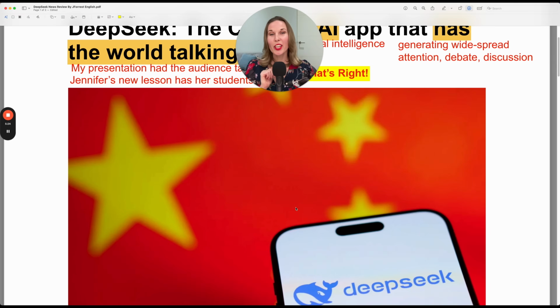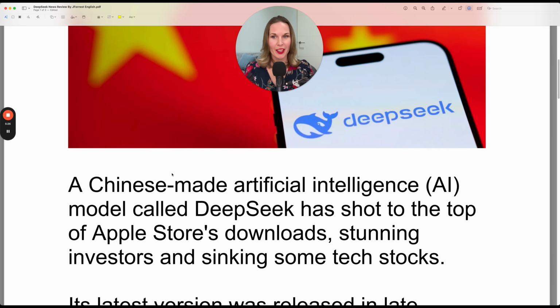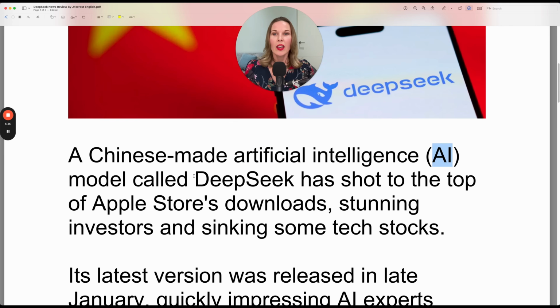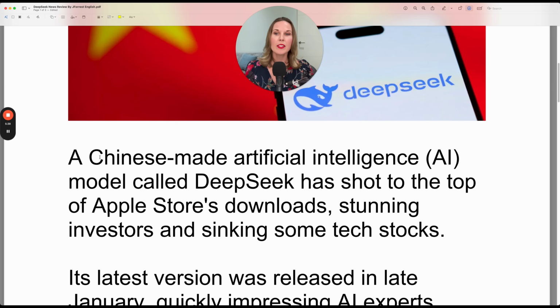Now let's continue and learn about DeepSeek. A Chinese-made artificial intelligence. So now they define what AI is, artificial intelligence, and of course the acronym AI. A Chinese-made. So instead of saying just a Chinese AI, a Chinese-made. So just emphasizing this more. But this functions as an adjective. It describes the artificial intelligence model.